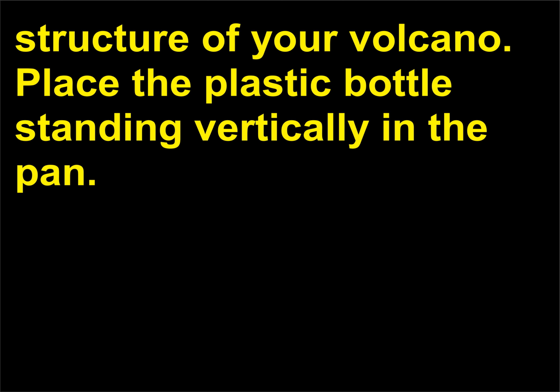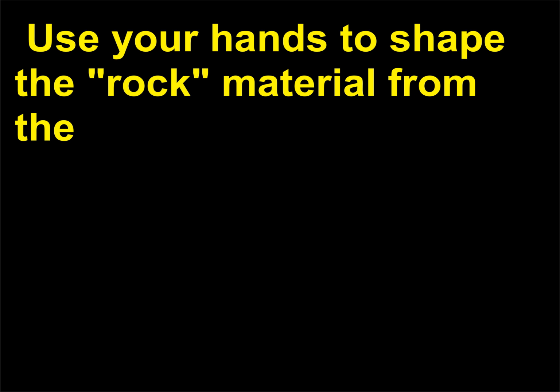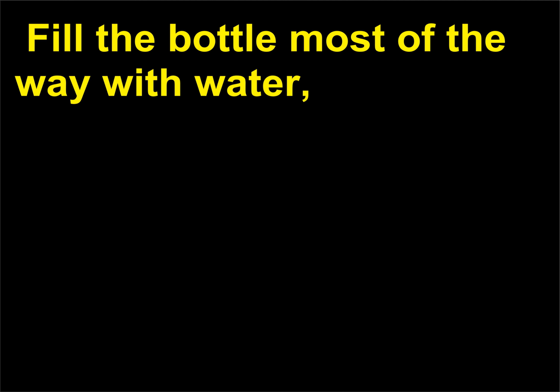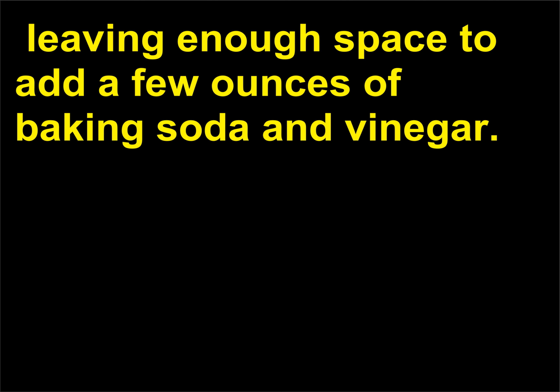structure of your volcano. Place the plastic bottle standing vertically in the pan. Use your hands to shape the rock material from the first step into a cone shape around the top of the bottle. Be careful not to cover the top of the bottle. Fill the bottle most of the way with water, leaving enough space to add a few ounces of baking soda and vinegar.